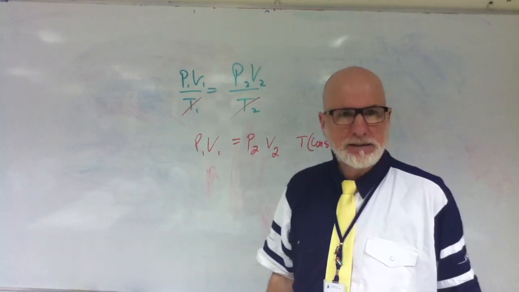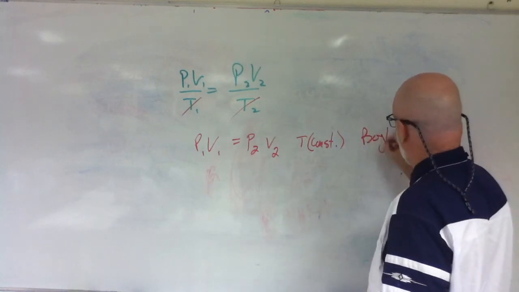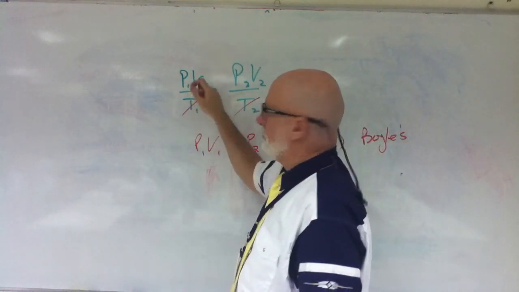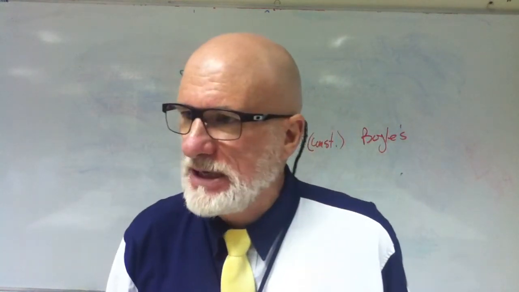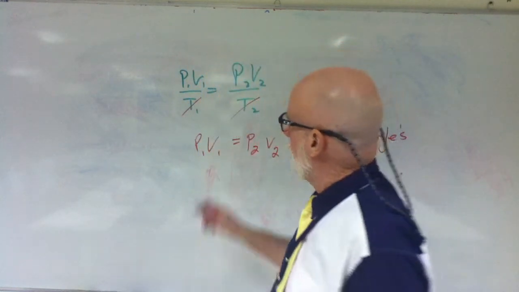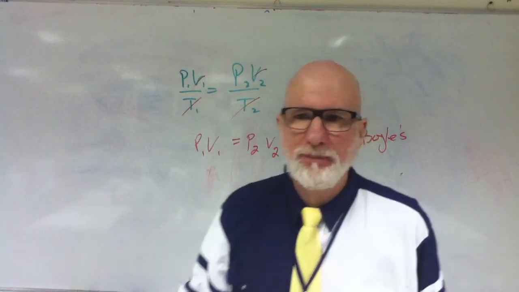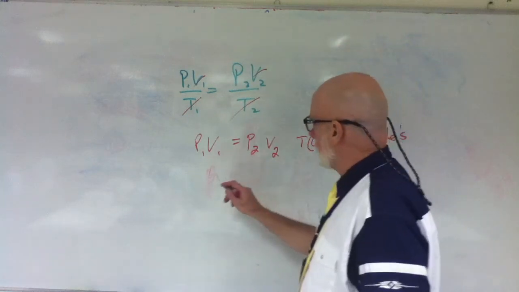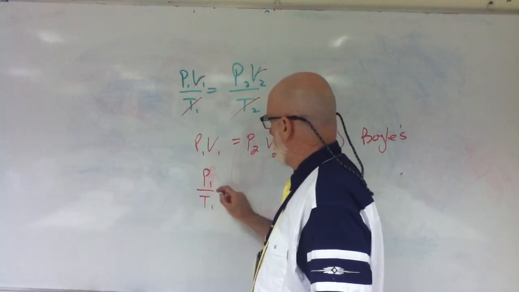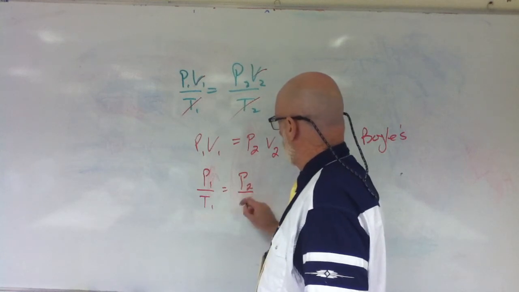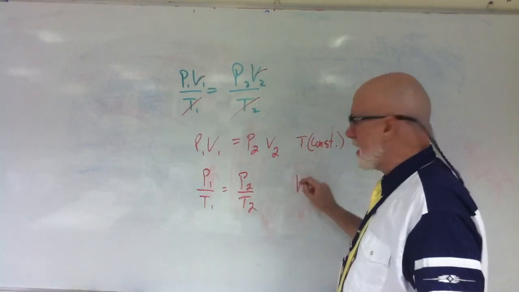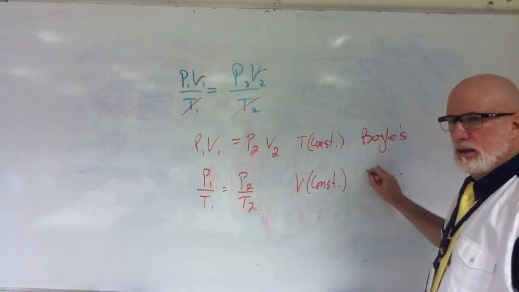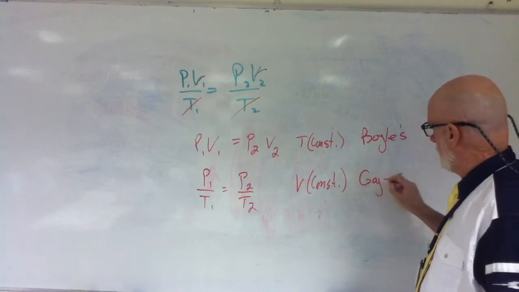Boyle's law, right? If V1 equaled V2, if volume were constant, wouldn't the volume cancel? And what are you left with? Pressure over temperature, right? So you're left with P1/T1 equals P2/T2, and volume is constant, and that's going to be Gay-Lussac.